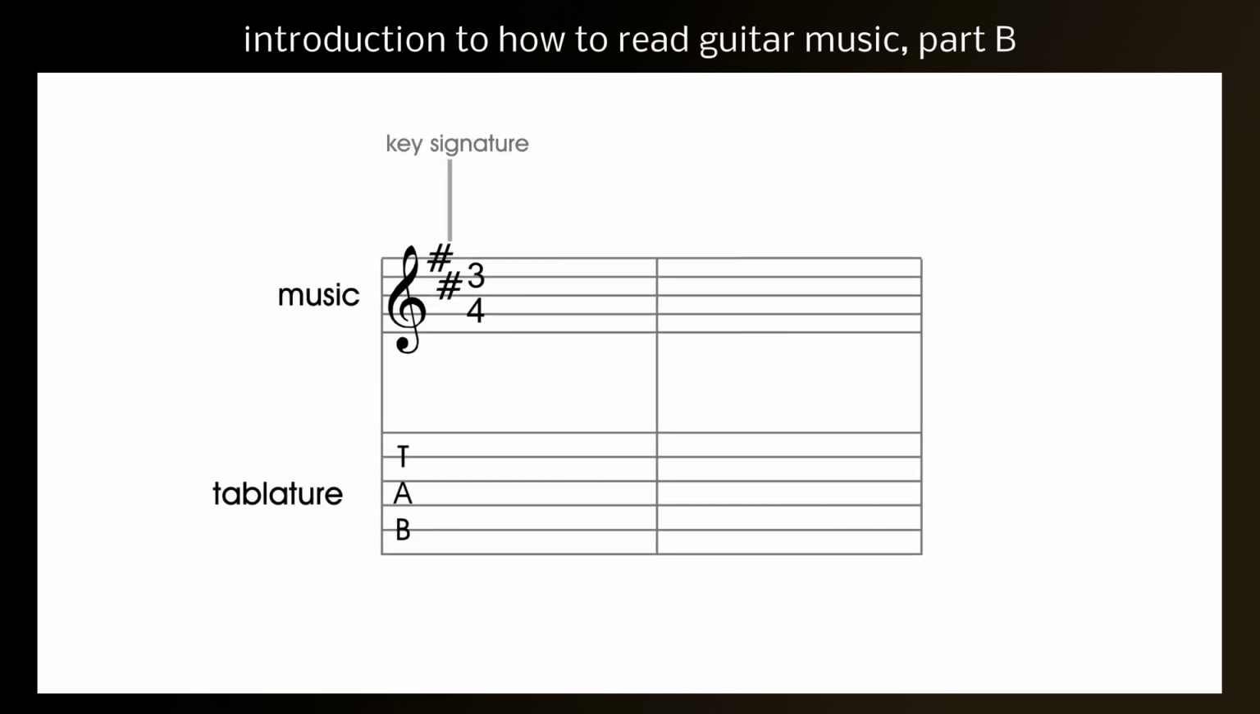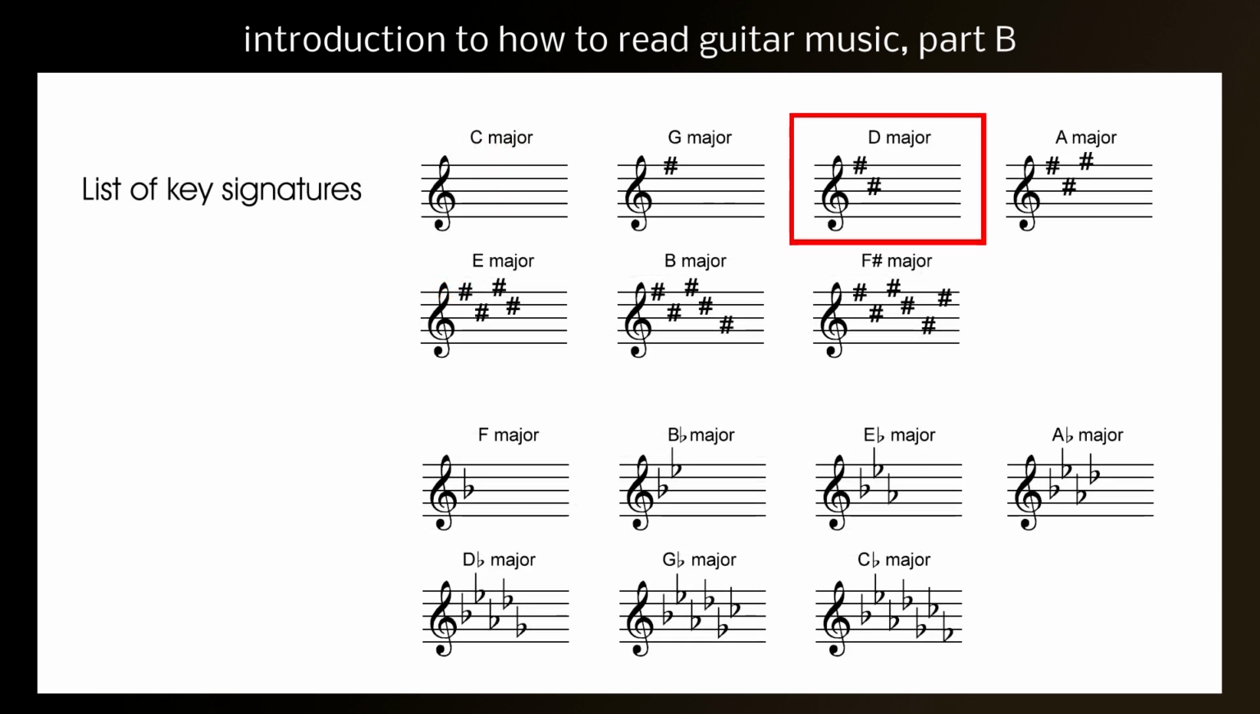So, looking at this example, it's got an F sharp and a C sharp. One's a space, one's a line. And this is the key of D major. And in the key of D major then, every time you play an F, it should be F sharp, and every time you play a C, this should be C sharp.